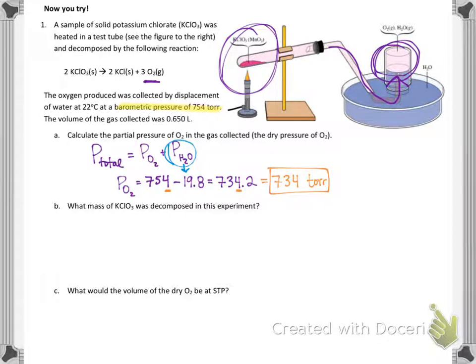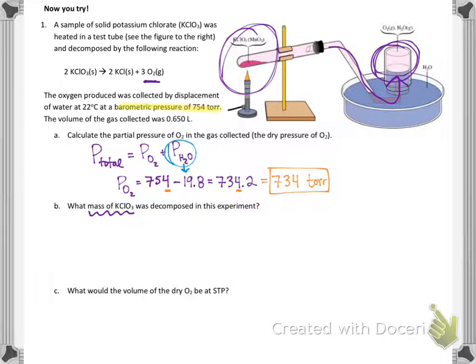Okay, in the second question, they want to know the mass of our potassium chlorate that was decomposed. But I don't have any given information like moles or anything really about the potassium chlorate, but I do have information about the oxygen being produced. So this is a stoichiometry problem. I know you're as thrilled as I am.